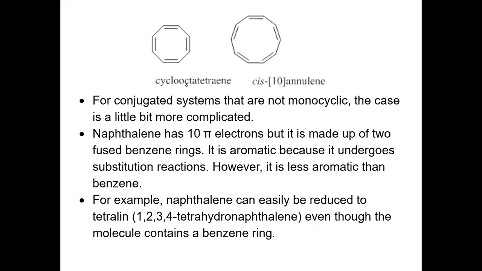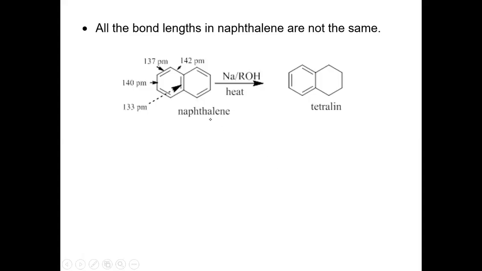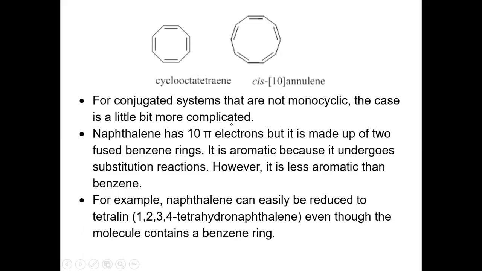Now we are saying that for conjugated systems that are not monocyclic, the case is a little bit different. It is very easy when we are talking about a monocyclic system, but if you talk about something like naphthalene, which is not monocyclic but dicyclic, you realize that the bond lengths are different. A lot of things will change, even though it still obeys the Hückel's rule because it has 10 pi electrons. A lot of things change there. It also undergoes substitution reaction preferentially. It has 2 benzene rings fused together, but it's less aromatic. So a lot of properties here.